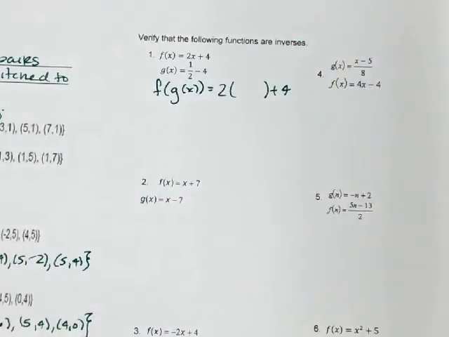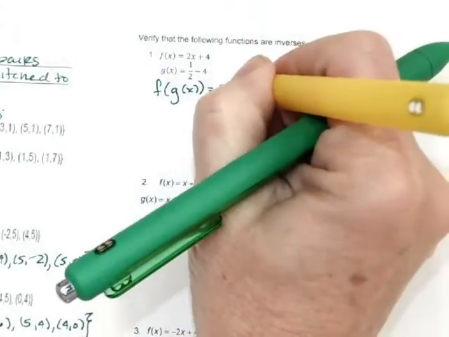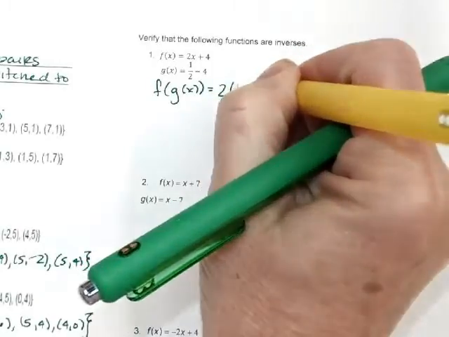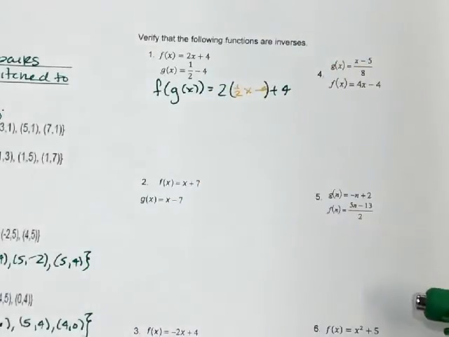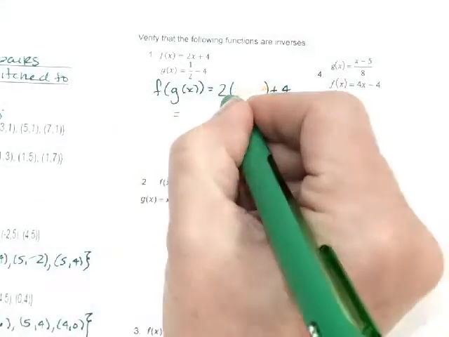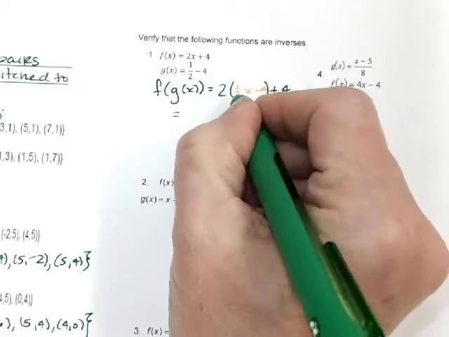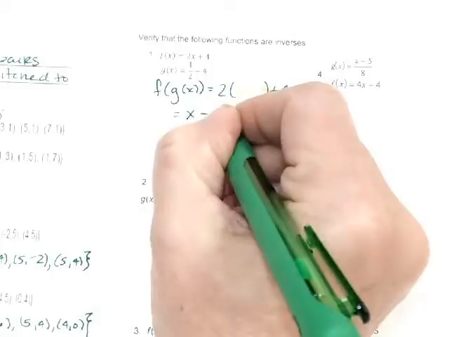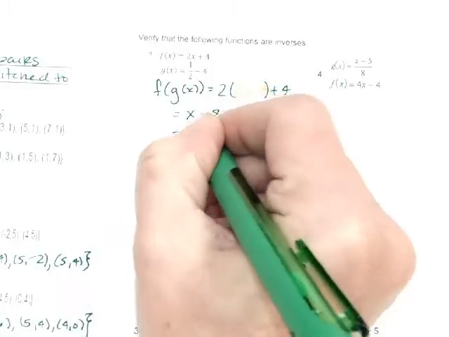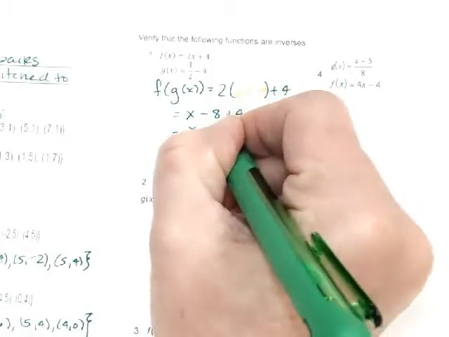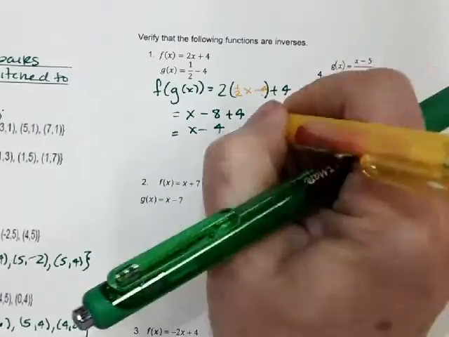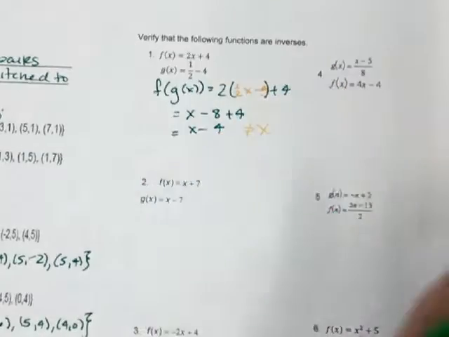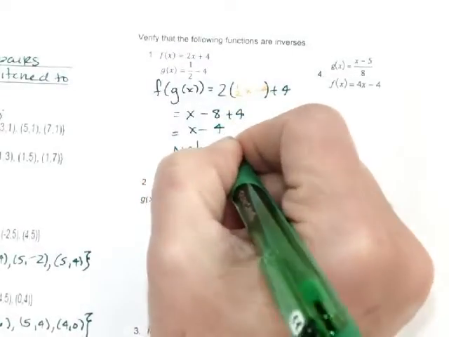for my people that might still be having trouble, I'm going to use two separate colors here. I'm going to plug in, and this has a typo. That should have been 1/2 x minus 4. So fix that for me. So now I'm just going to simplify that. So 2 times 1/2 x, or 1/2 of 2 is 1, so that's just x. 2 times negative 4 is negative 8. And x minus 8 plus 4 is x minus 4. This does not equal x, so these are not inverse functions.